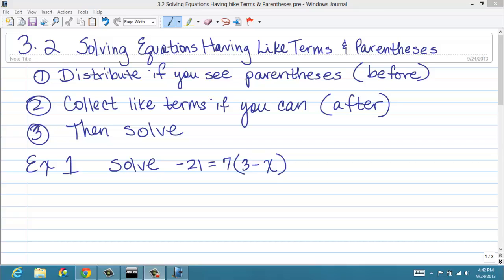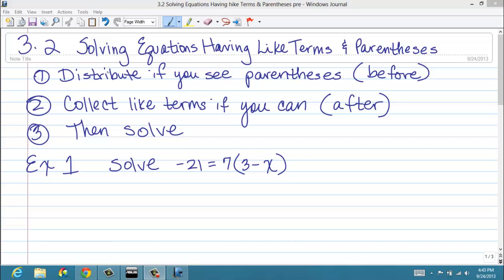Before you do anything, look to see if you have any parentheses where you can distribute. Always distribute if you see parentheses first. Do that first. Second, collect the like terms if you are able to. If there are like terms, get them together first. That's what you do after the first step, obviously. Third step, then you solve, meaning find the value of x.